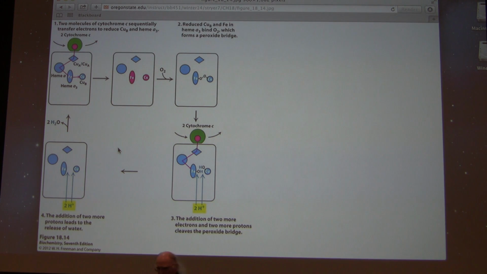Yes, sir? So each cytochrome C carries 1. Each cytochrome C carries 1 electron. Everything after complex 3 moves in 1 electron units. Yes?